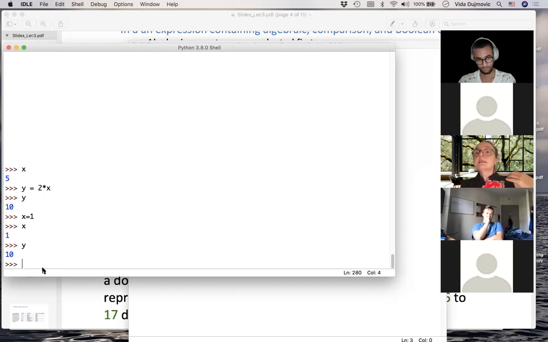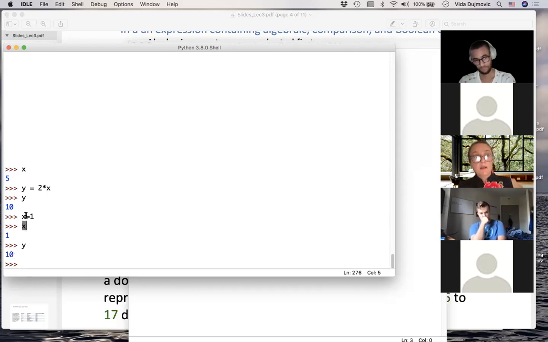And here it is. Y is still 10. For those who think of it mathematically, they may think x is now 1 and y is defined to be 2 times x, so y should be 1 once I change x. But that is not the case, okay? The only way in programming languages to change a variable, it never gets changed like that a posteriori. The only way to change the variable is to assign a new value to the variable.